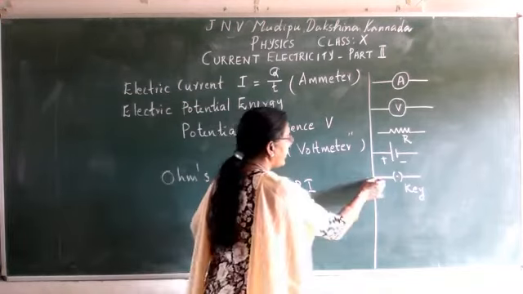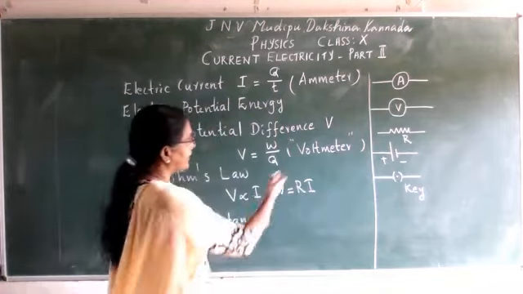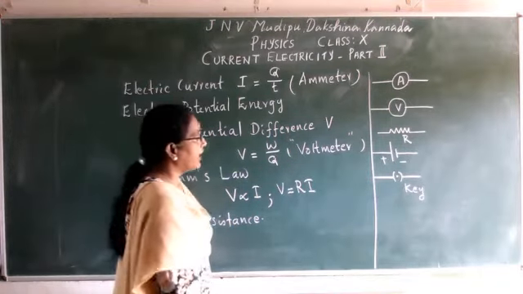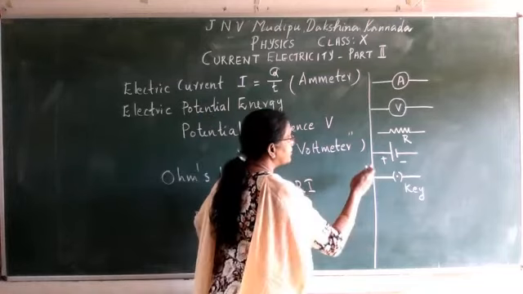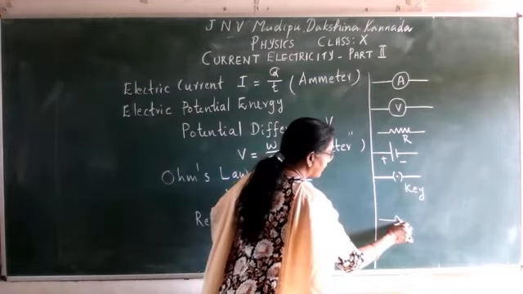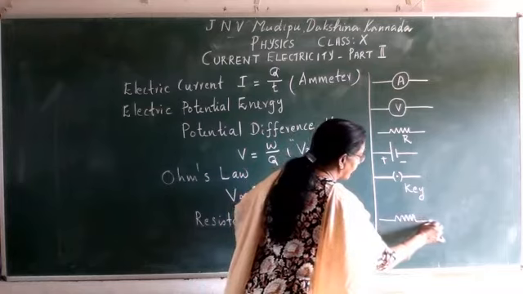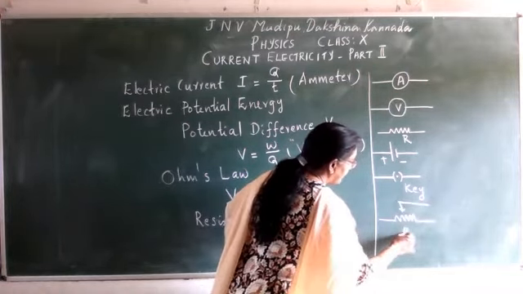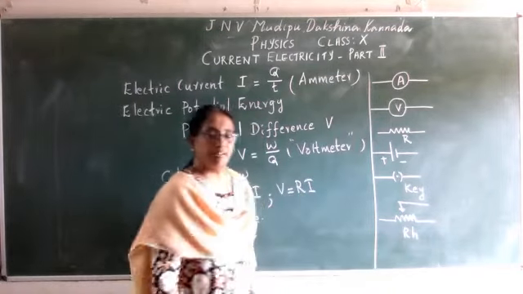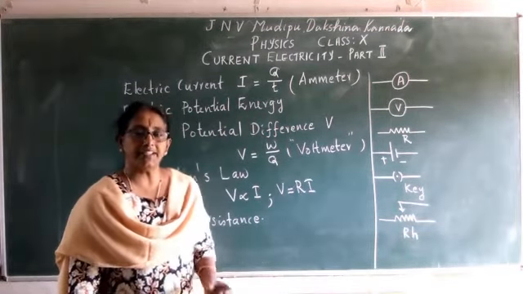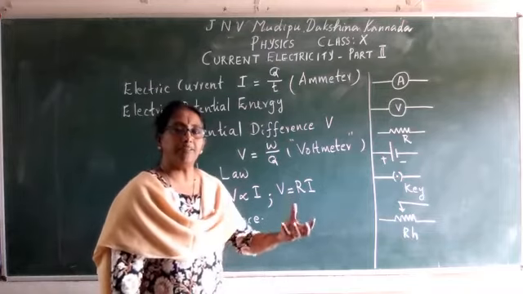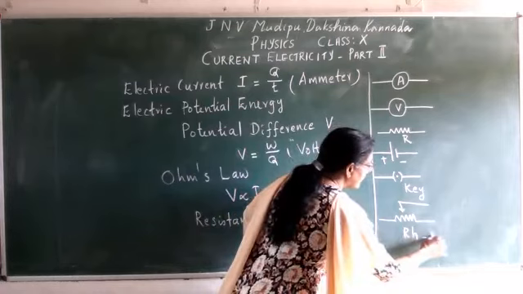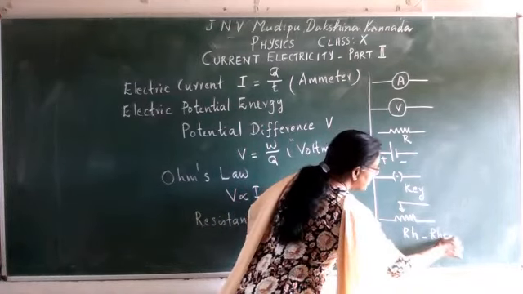In addition to this, these are the things we require according to the physical quantities we have to measure. To adjust the current, we will use another device. This is nothing but a variable resistor. A variable resistor means the resistance can be varied by adjusting its length, and this device is called a rheostat.